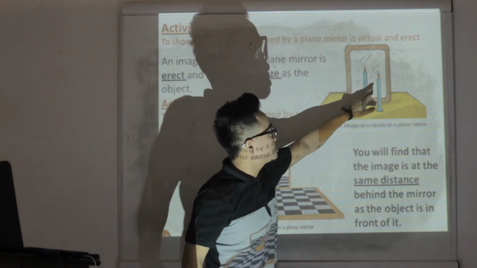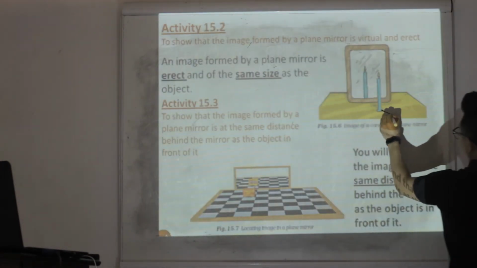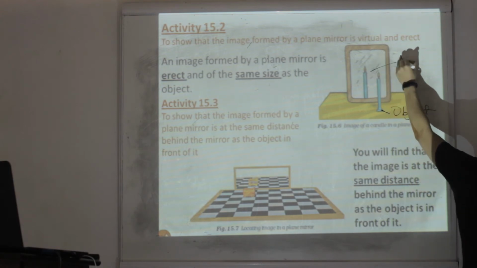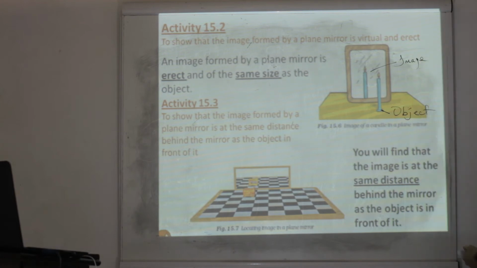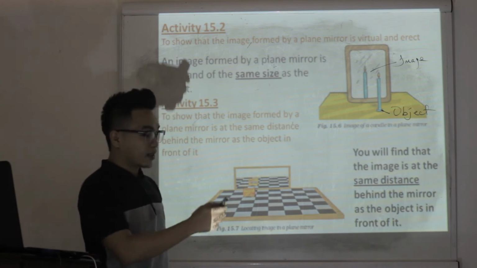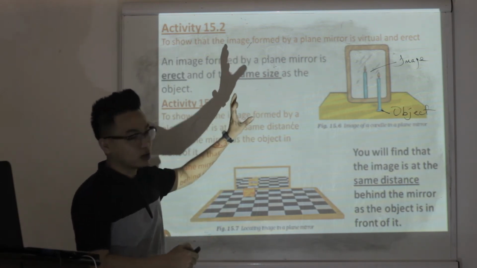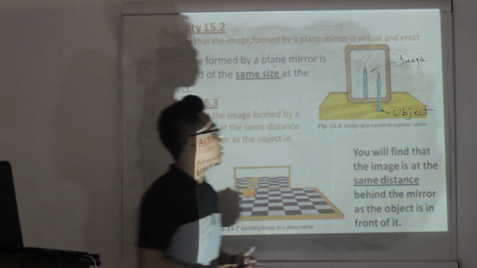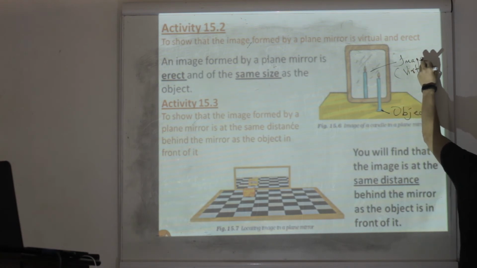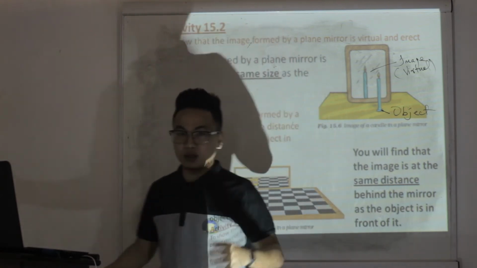We can see that this is the object. Here we can call that this is an object. Here you can say that this is an image. Those are the object and those are the image. Those images are called virtual. Here, you can say that this is a virtual image.